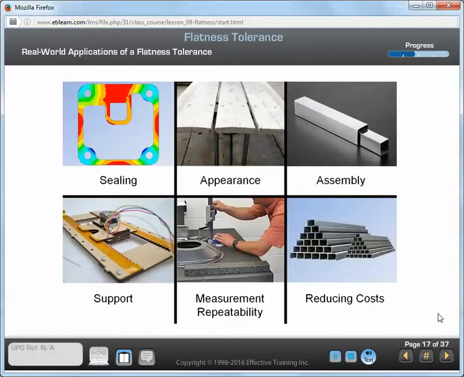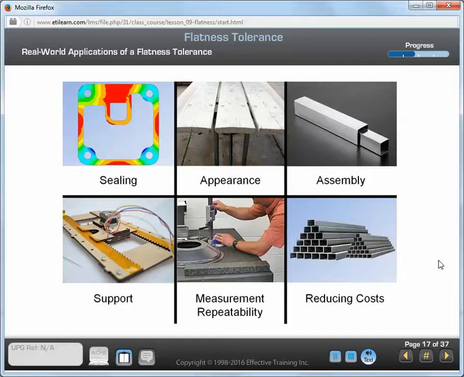Common real-world applications of flatness tolerances are sealing. When using a gasket for sealing, a flatness tolerance may be used in the mating surfaces to ensure the gasket will be able to seal properly. Support. When load distribution or support is important, a flatness tolerance may be used to ensure the distribution of load on the surface. Appearance. When appearance is important, a flatness tolerance may be used to improve the appearance of the product.